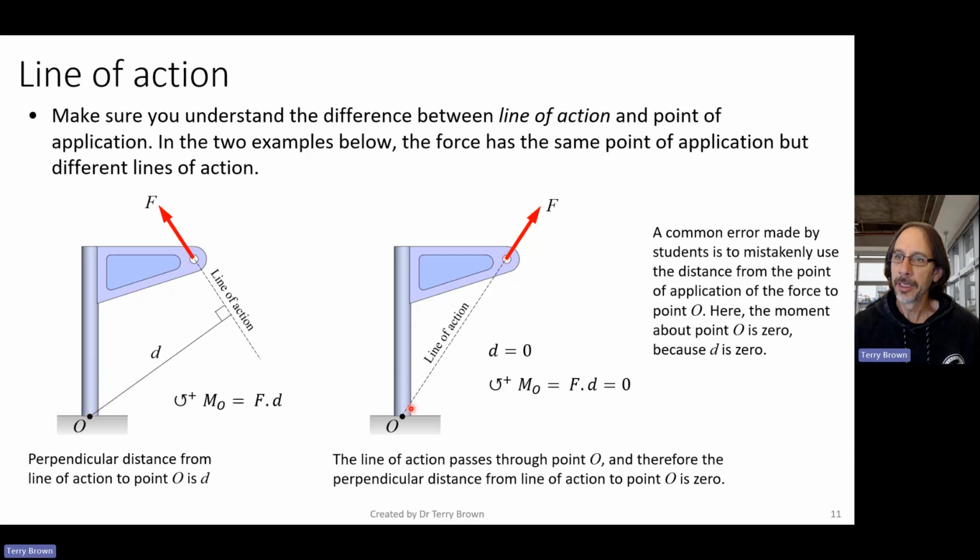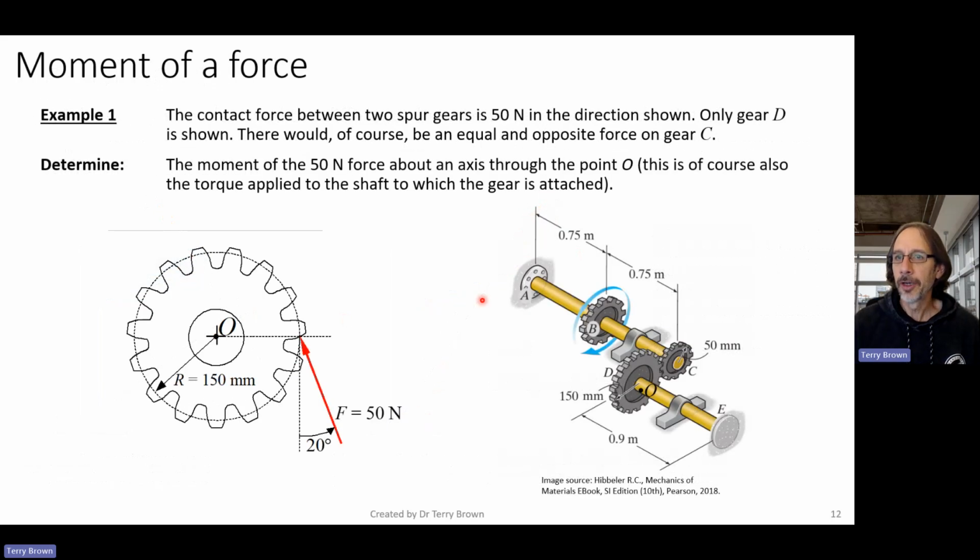And here, again, students might be tempted to use this distance and do F times this distance here. Again, they'll get the same value as they got over here, but it would again be incorrect because, as we've just seen, the moment effect of this force about point O is 0. All right, so let's have a quick look at a quick example.